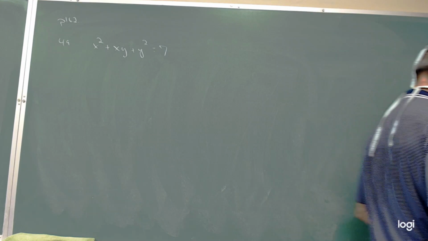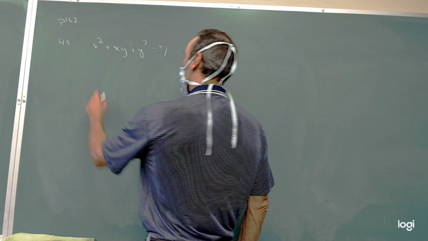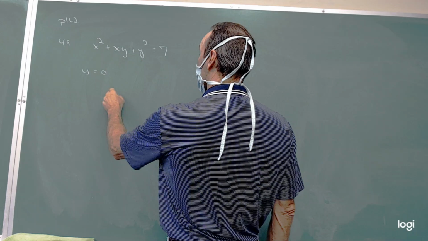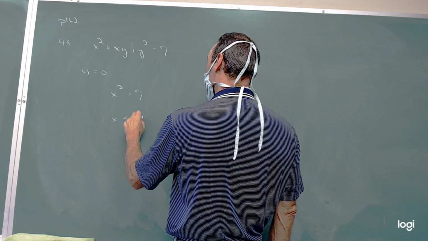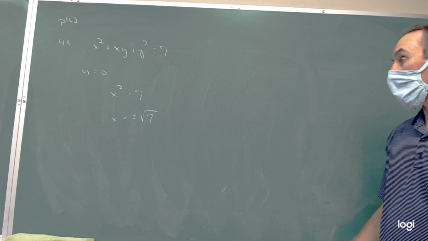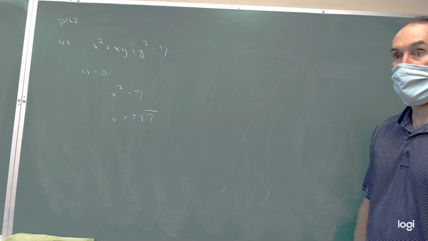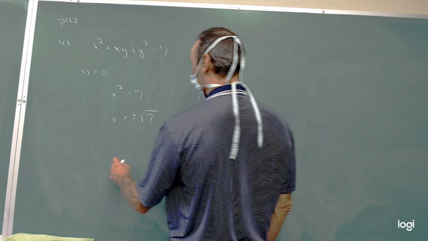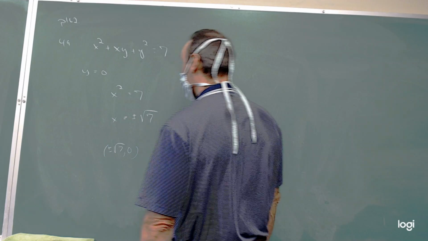So it'll cross the x-axis when y equals 0. So we want to plug in y equals 0. That takes care of that. We get x squared equals 7. So we're going to get a positive or negative square root of 7. And we want to find the slope of the tangent line when x is square root of 7. And then we have y equals 0, so plus or minus square root of 7, comma 0 are the 2 points.